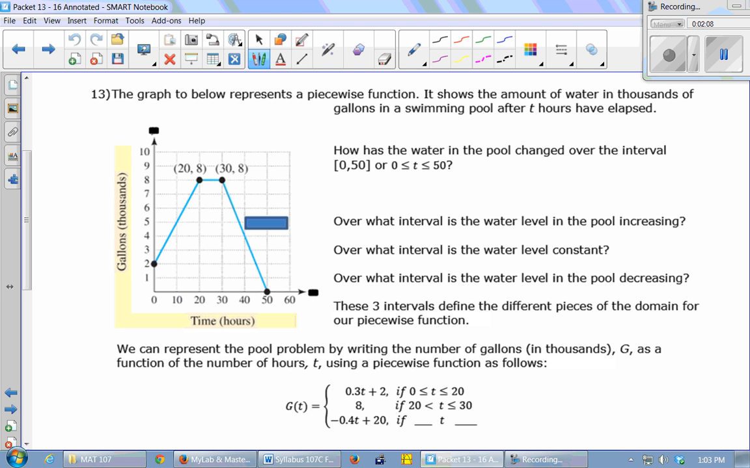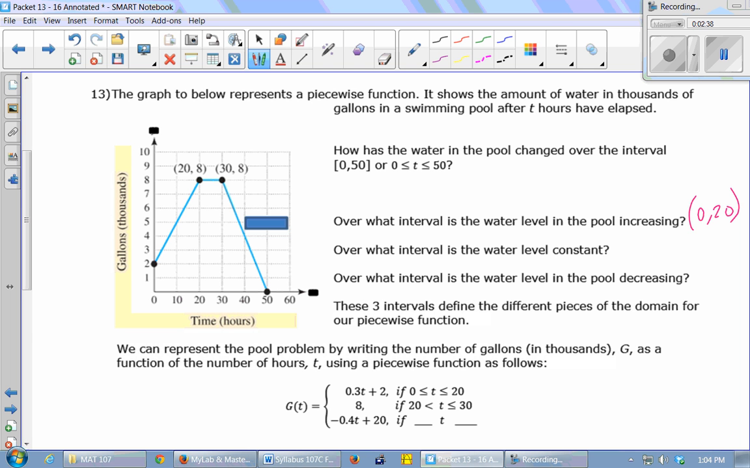0 to 20, right? Remember, you always give the x interval to explain where something is increasing, or t in this case. So it's increasing from 0 to 20. And remember, when we describe increasing and decreasing, we always use the round brackets, because right at the endpoints, it's doing neither increasing nor decreasing. All right, on what interval is the water level constant?